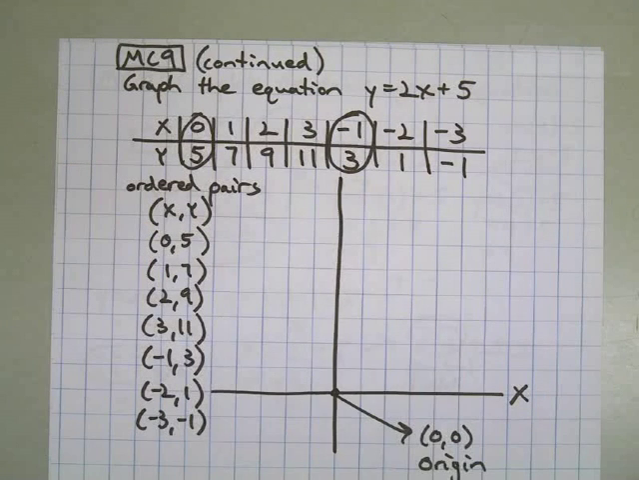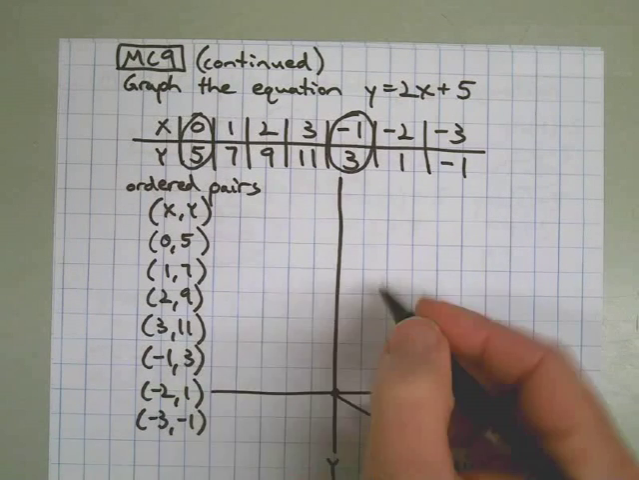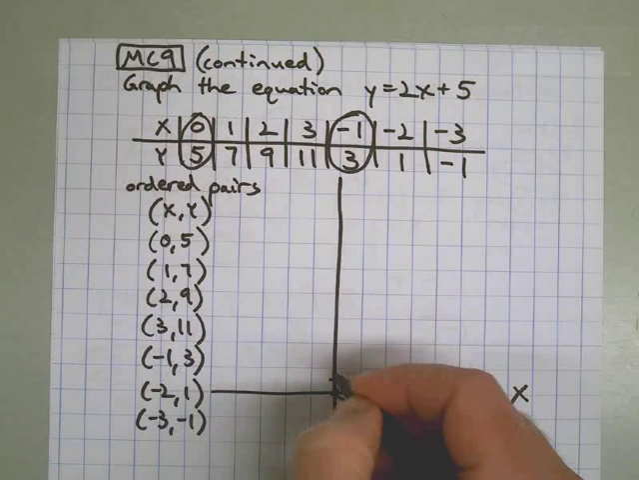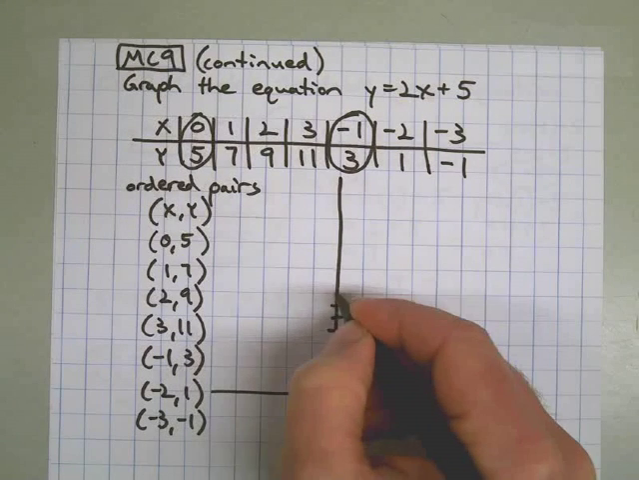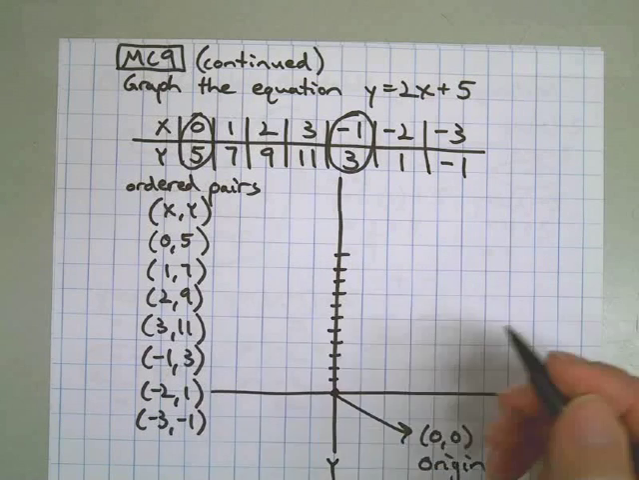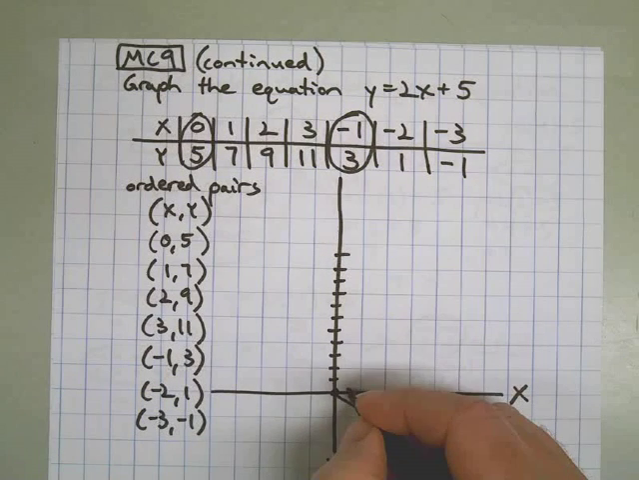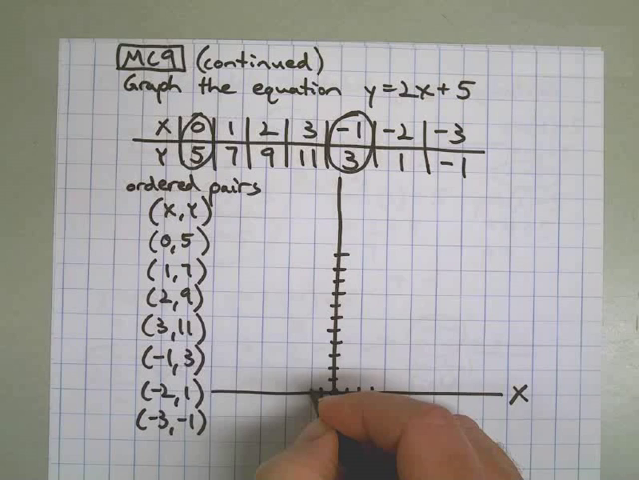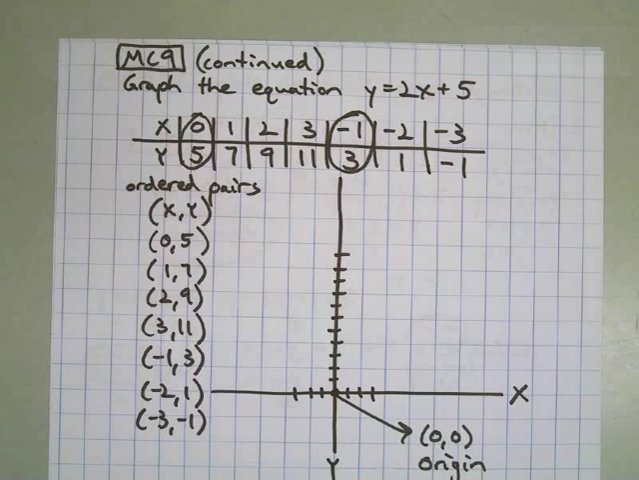First I need to scale my axes to make this correct. For my y value to go up to 11, I'm going to count this way. 1, 2, 3, 4, 5, 6, 7, 8, 9, 10, 11. And then my x-axis needs to go 1, 2, 3 positive, 1, 2, 3 negative. Everything I do will fit on this graph now. Always do that first. Make sure your graph is big enough to hold everything you're planning on graphing, or else you'll end up with a line that goes off the page. And we don't like you to write on the desks.